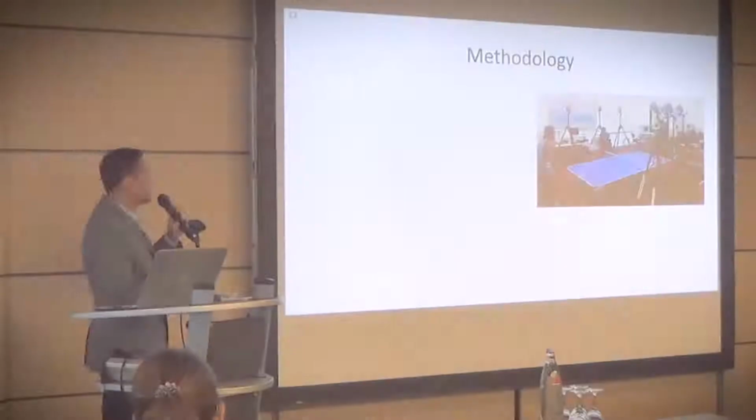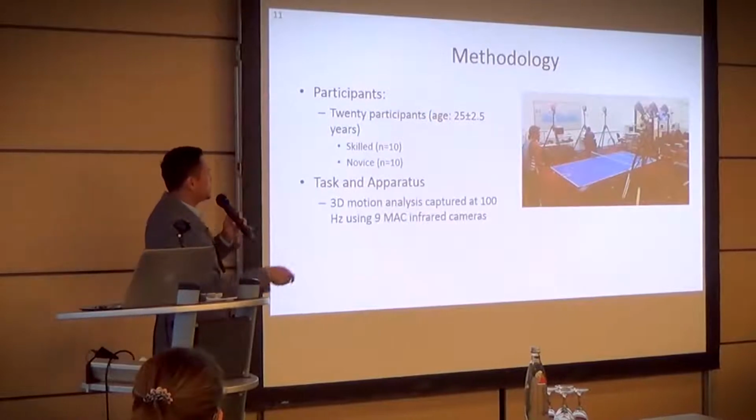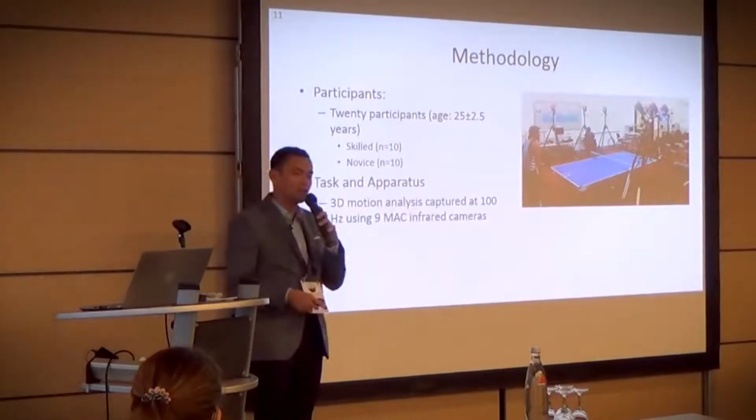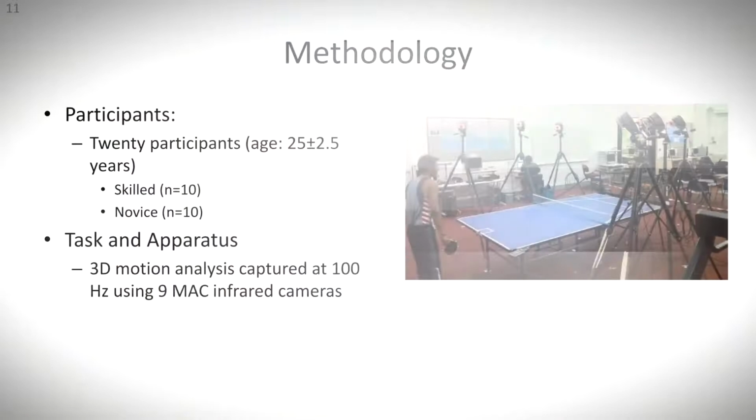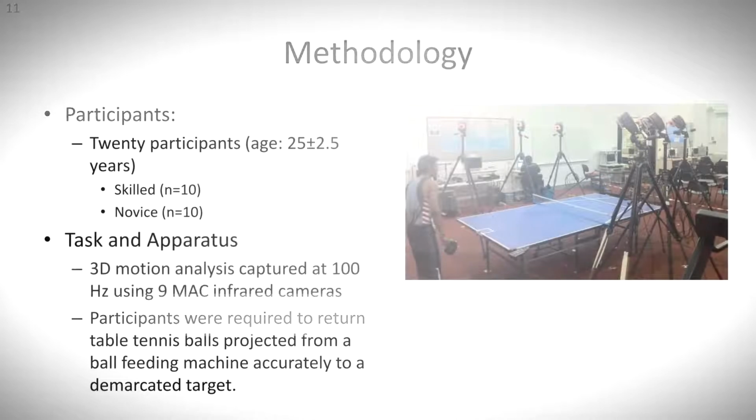Now, my methodology: I have 20 participants, right? 10 in the skilled group, 10 in the novice group. For my task apparatus, I use 3D motion analysis at 100 Hertz, with 9 cameras fixed like that. The participants were required to return the table tennis ball from a table tennis robot towards the target here, and it's being fed to 9 directions.